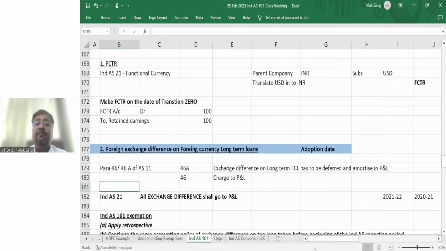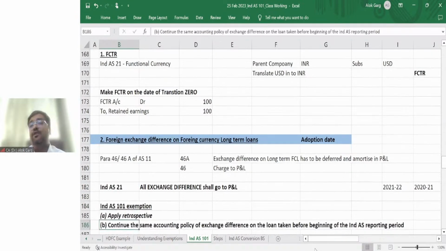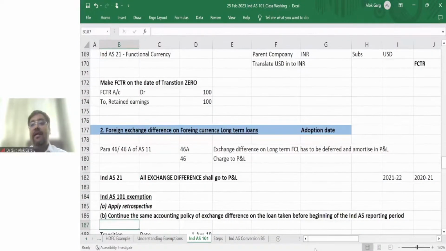But Ind AS 21 says that no, nothing has to be deferred and amortized in P&L. Ind AS 21 says that everything shall go to P&L. All exchange difference shall go to P&L. Now, what is the Ind AS 101 exemption? The Ind AS 101 exemption is that you need not apply the requirement of Ind AS 21 retrospectively.